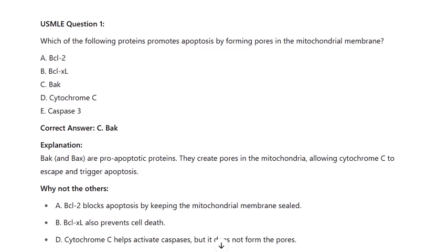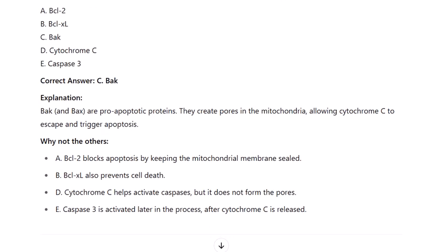B. BCL-XL also prevents cell death. D. Cytochrome C helps activate caspases, but it does not form the pores. E. Caspase 3 is activated later in the process, after cytochrome C is released.